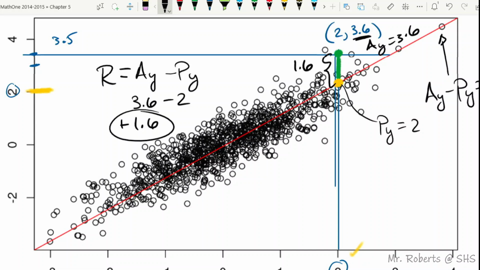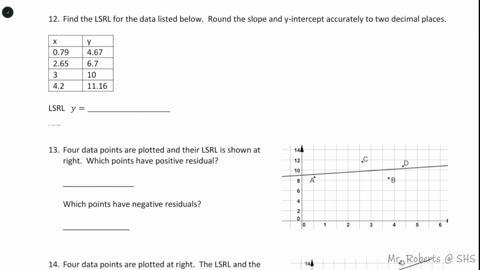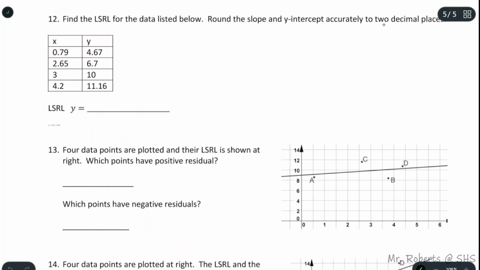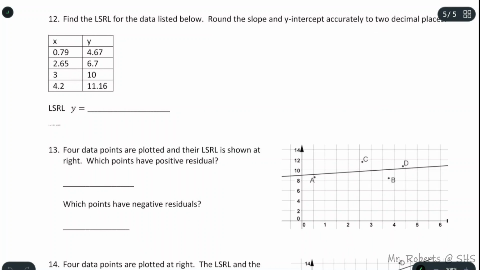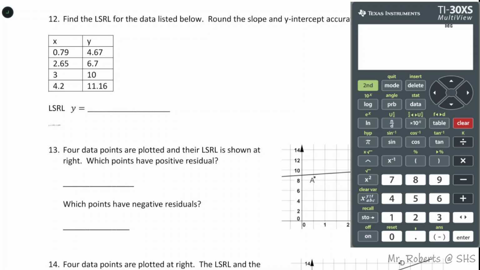Let's go ahead and look at the actual test questions. The first question said, hey, find the LSRL for the data listed below. Round the slope and y-intercept to 2 decimal places. In order to do this, of course, we are going to use our TI calculators. This is the virtual one that behaves just like the ones that we use in class, and we'll go ahead and use that for this problem.